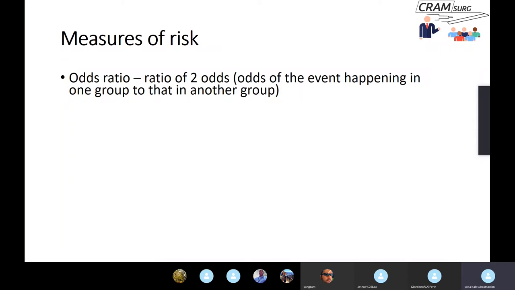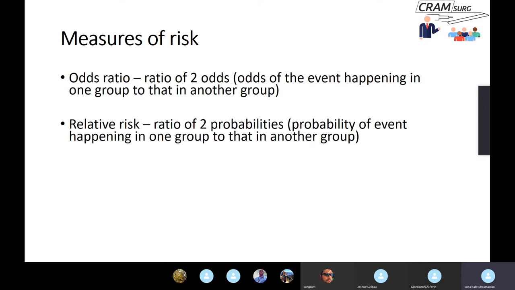So what's odds ratio? As we heard from Josh and Gio, odds ratio is simply the ratio of two odds, and the two odds are the odds of the event happening in one group to that in the other group. It is a measure of risk, and we've heard before that it can be an exaggerated estimate of your true risk, but it is something that you can calculate only in a case control study where you don't know the incidences of the event happening in the exposed and the non-exposed group, as opposed to the relative risk, which is the ratio of two probabilities.